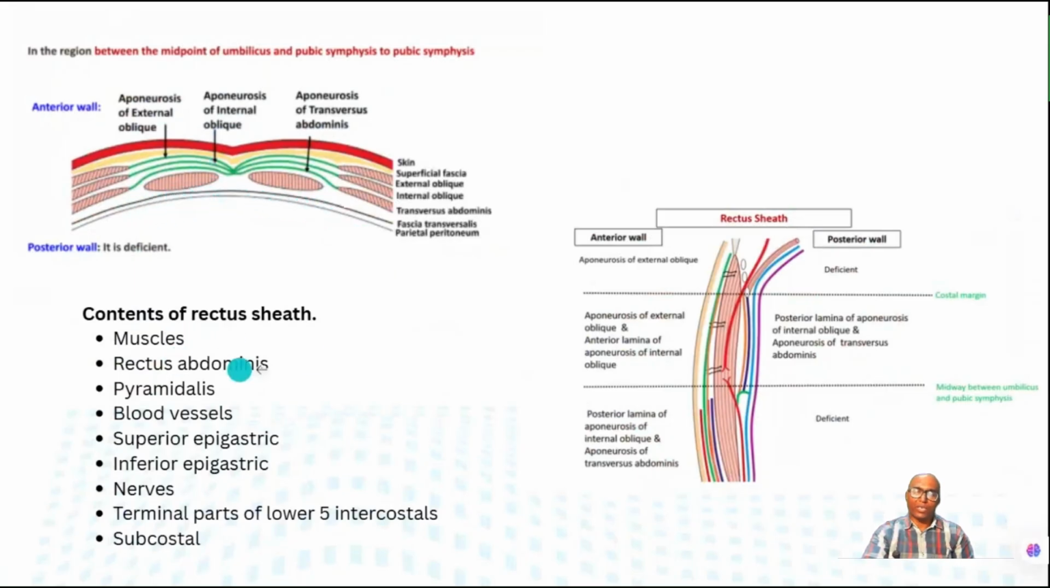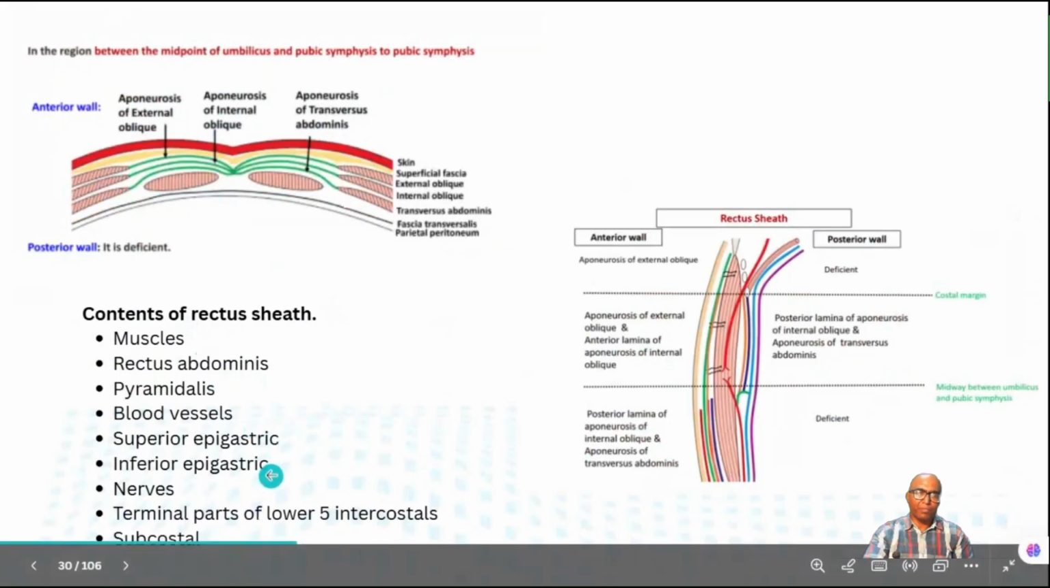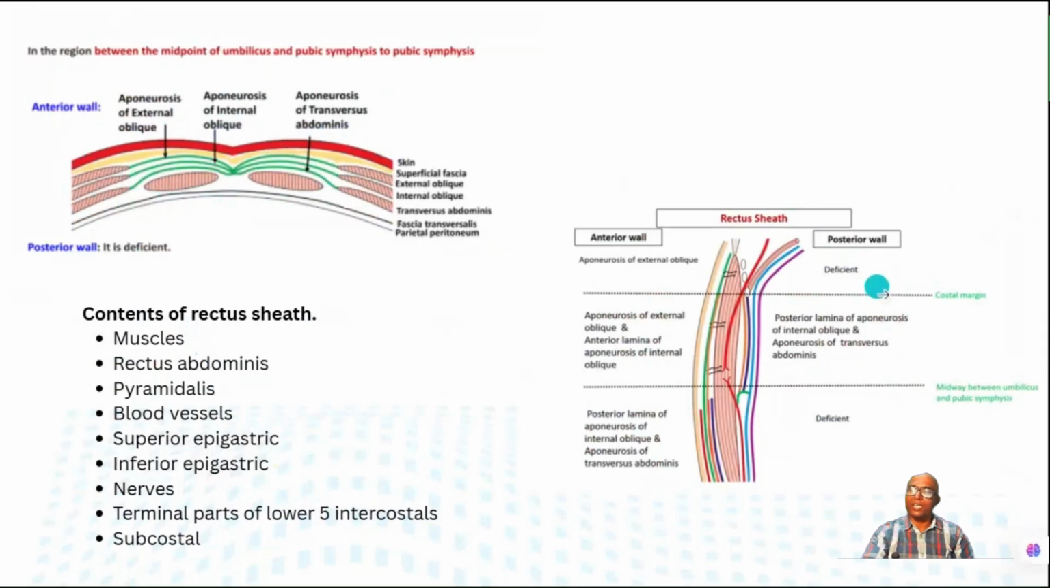Okay. So what are the contents of the rectus sheath? You have the muscles like rectus abdominis, pyramidalis, then blood vessels, superior epigastric, inferior epigastric, nerves, terminal parts of lower intercostal and subcostal nerves. Okay. So same thing, it is deficient posteriorly above the level of the costal margin. It is deficient midway between the umbilicus and the pubic symphysis. Okay.